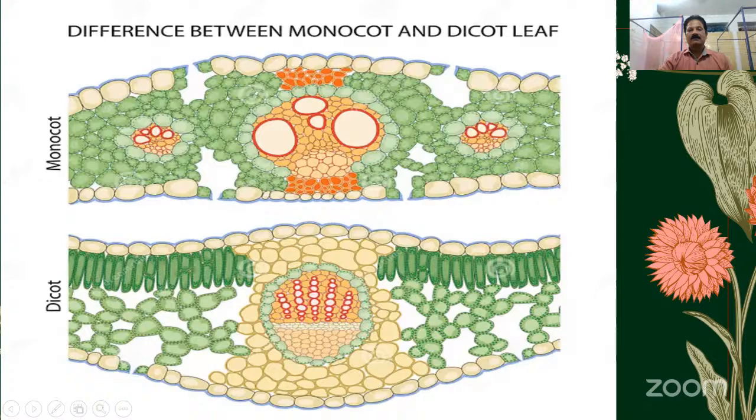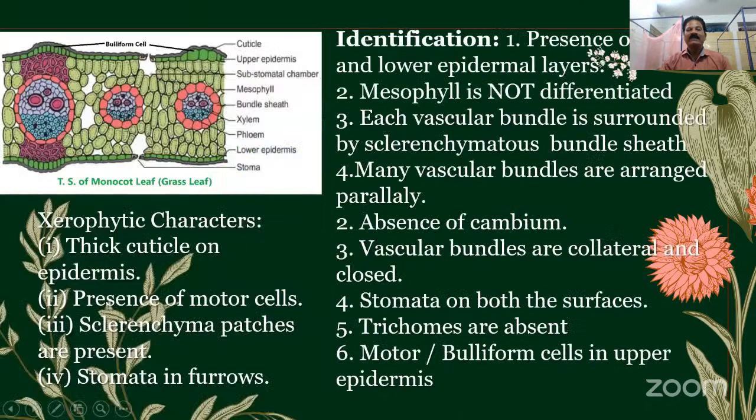So, how can you identify the monocot leaf? Presence of upper and lower epidermal layers. Mesophyll is not differentiated. Each vascular bundle is surrounded by sclerenchymatous bundle sheath, and many vascular bundles are arranged parallelly in the mesophyll. Absence of cambium. That's why the vascular bundles are called closed. And vascular bundles are collateral and closed type.